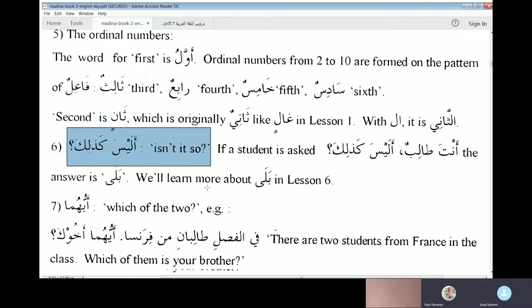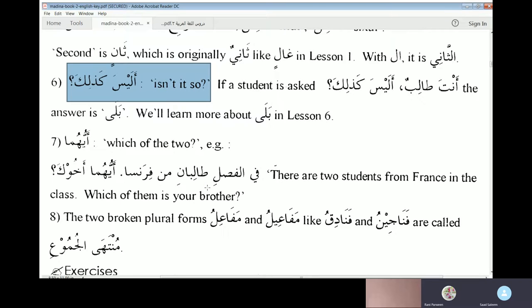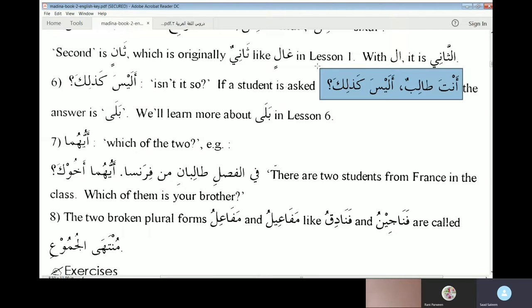Okay. Alaysa kazalika? Is not it so? If a student is asked, Anta talibun. Alaysa kazalika? The answer is bala. Bala means yes, why not? I am a student. Let me give you an example. Let's say that you are a student. I say to you, anti talibatun, alaysa kazalik. If you answer with no, it means that you are not a student. But if you say bala, it means that you are a student. Okay?